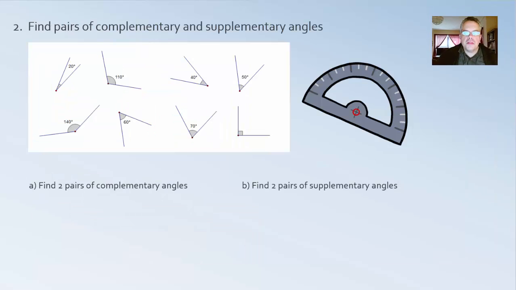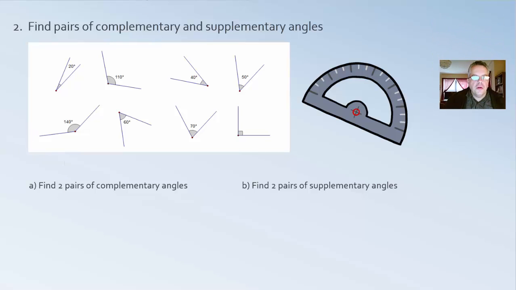Okay, here are some examples. For our first part of the problem here, we want to find two pairs of complementary angles. So we've got to look for two angles that add to 90 degrees. This 20 degrees here, I could combine with 70 degrees and make 90. So one pair of complementary angles would be the 20-degree angle and the 70-degree angle. There's another pair of complementary angles here. If we look, 40 and 50 add to 90. So 40 degrees and 50 degrees would be complementary.